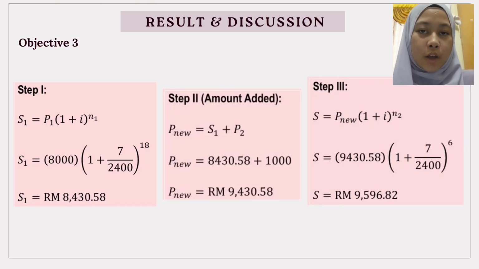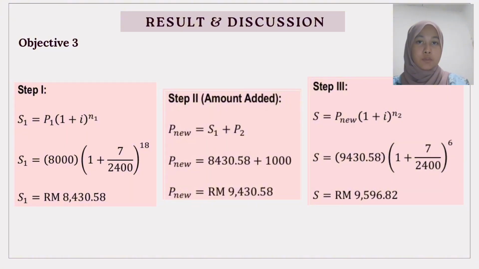For the second step, for the amount added, we are going to use the formula P new equals S1 plus P2. P new equals RM 8,430.58 plus 1,000. So the answer of P new, we are going to get RM 9,430.58.